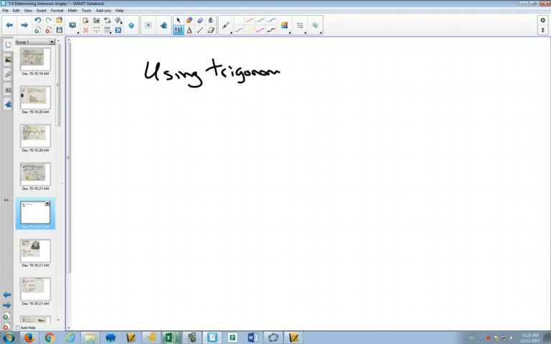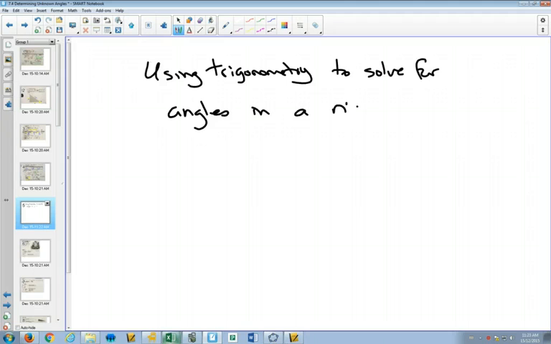What we're going to do now is find out how we can use trigonometry to solve for angles in a right triangle.